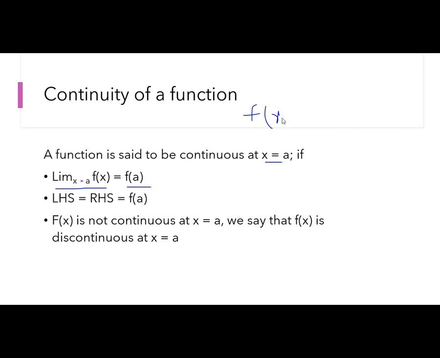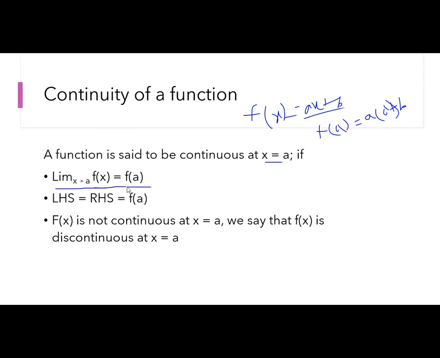f of x is an expression. Let's consider it as ax plus b for a while. So this is the given expression, and the limit as x tends to a is equal to f of a. We replace the x value with a in the equation, and the resultant value f of a equals a into a plus b.